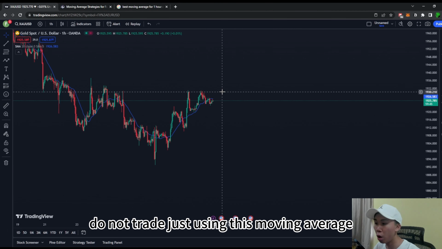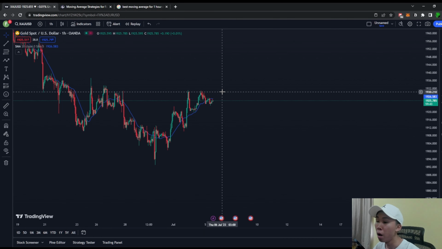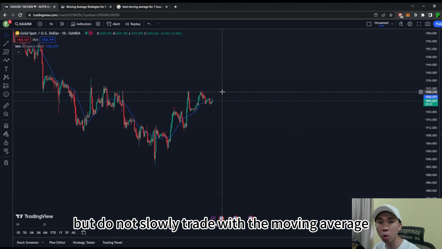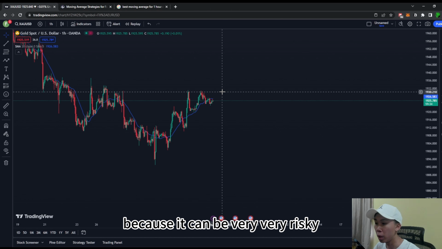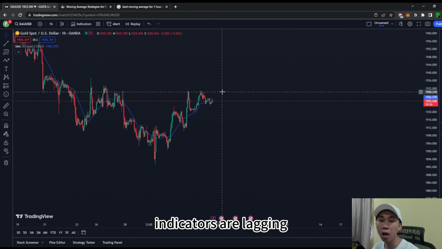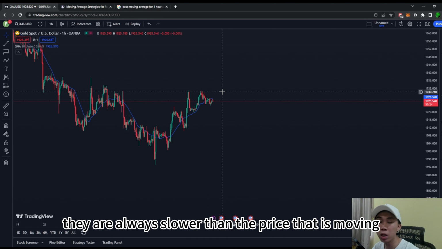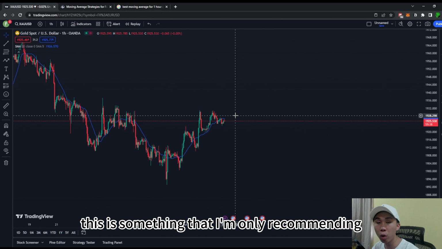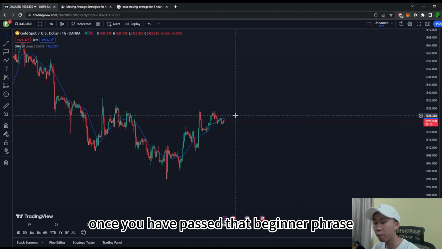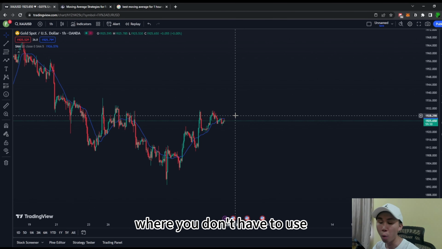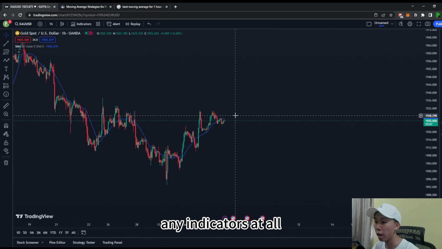Remember this, do not trade just using this moving average. You can use it to practice, to identify trends, but do not solely trade with the moving average because it can be very, very risky as all these are still indicators. And remember this, indicators are lagging. They are always slower than the price that is moving. This is why this is something that I'm only recommending for beginners. Once you have passed that beginner phase, I will teach you pure naked chart trading where you don't have to use any indicators at all.